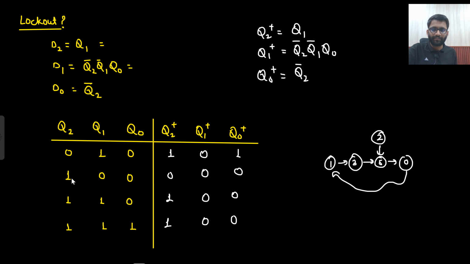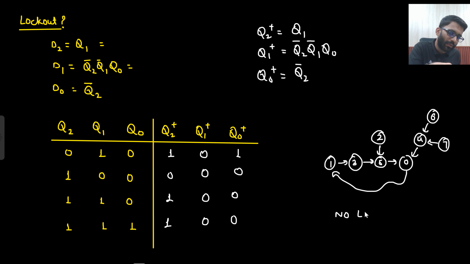No issue here. 4 to 0 you are going, no issue here as well. Here 6 to 4 you are going, again no issue, and then 4 to 0, again no issue. Then 7 to 4 you are going, so 7 to 4 you will go, 4 to 0 you will go. So there is no other loop. There is only one loop, so there is no lockout.